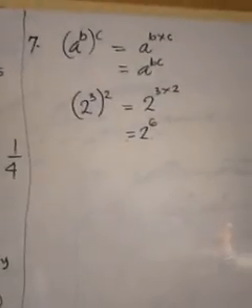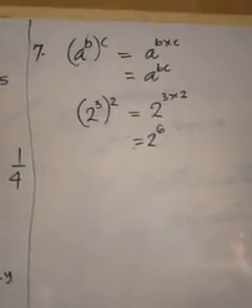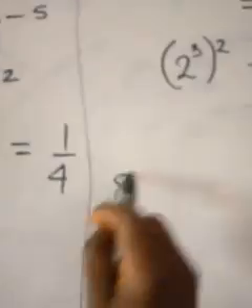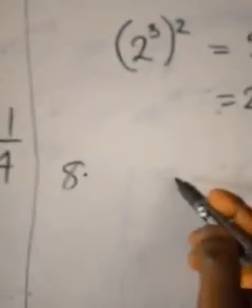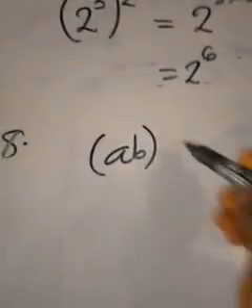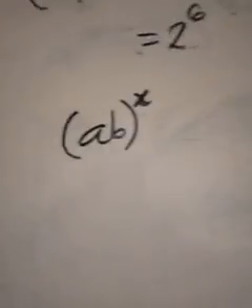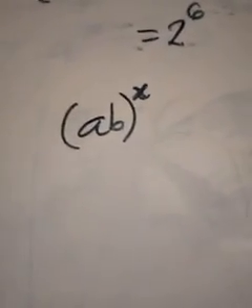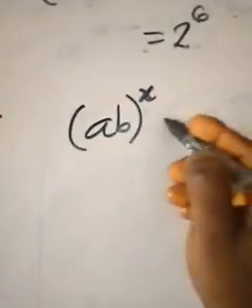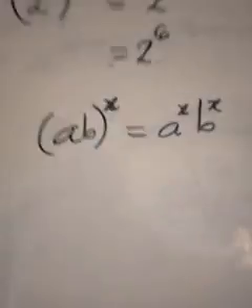Then the next one is about numbers with powers and bracket. That is the 8th law. If you have two numbers multiplying each other and they are enclosed in a bracket, and they now have a power, both a and b share the power, which will give us a raised to the power n, b raised to the power n.